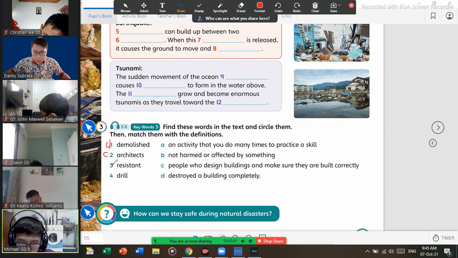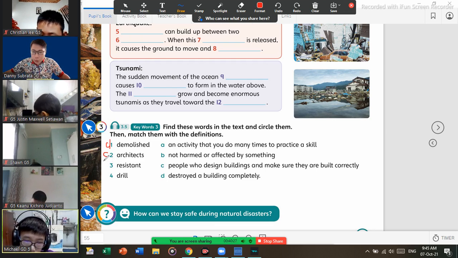Okay, next one. So resistant is B, not harmed or affected by something. Okay, this is resistant. And drill is an activity that you do many times to practice a skill.